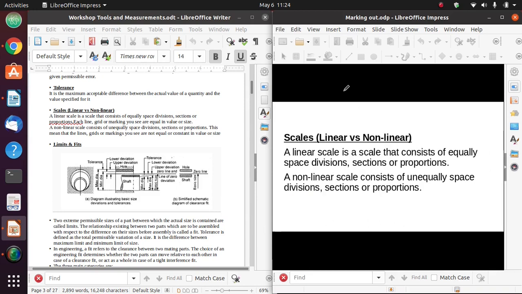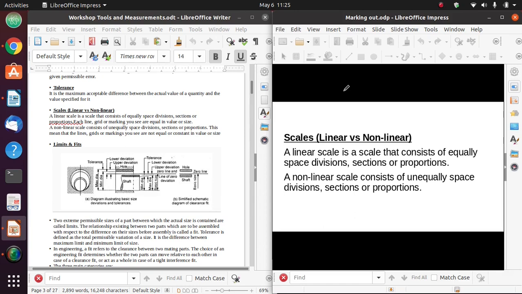Now, scales. You'll find that different measuring instruments will have either a linear scale or a non-linear scale. Linear scales are scales whose divisions or sections or proportions are equal in size or equal in value. For example, the 30 centimeter ruler we use in class: one division is equal to 0.1 of a centimeter. It is 1 millimeter. So that 1 millimeter will increase equally from 0 up to 30 centimeters. That is what we call a linear scale.